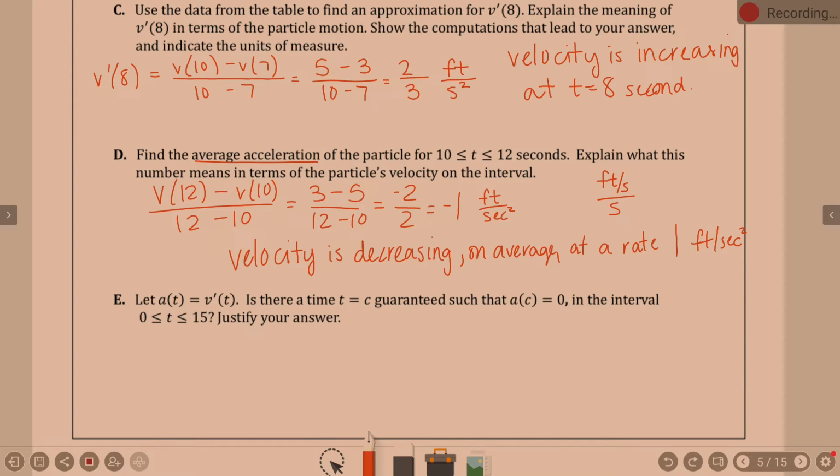Now, in order for us to be able to say that, though, we also have to be able to state that this graph or this function is continuous. And we already talked about it being continuous, right? So that, again, will have to be stated. Is there a time? And I'm going to give you the hint and tell you we already know this answer. We already have the information to support an answer. How's that?